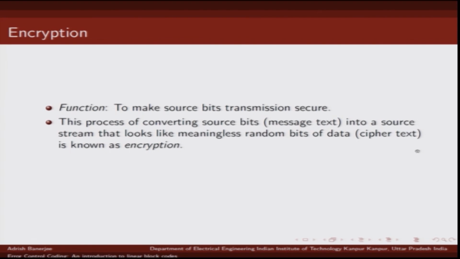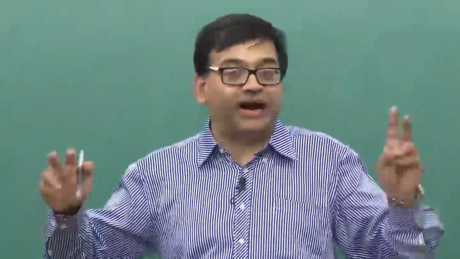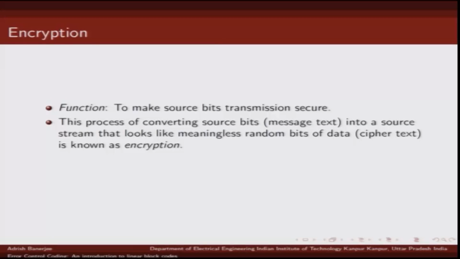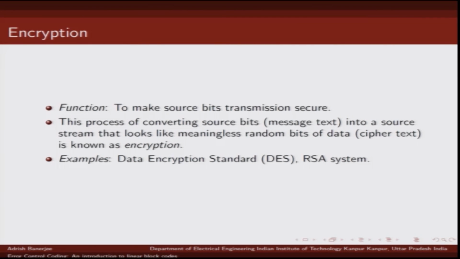So, encryption takes our source bits and converts them into random looking bits, which for somebody who does not have a key would appear as random, meaningless data. It converts your message text into what we call ciphertext, and that is basically encryption. Examples of encryption are Data Encryption Standard, Advanced Encryption Standard, and the RSA system.